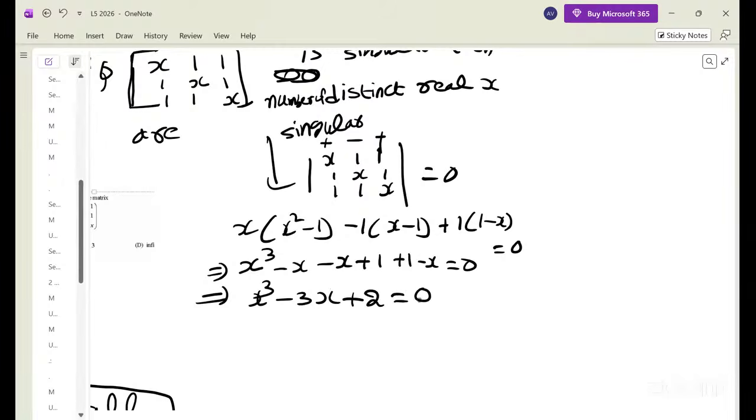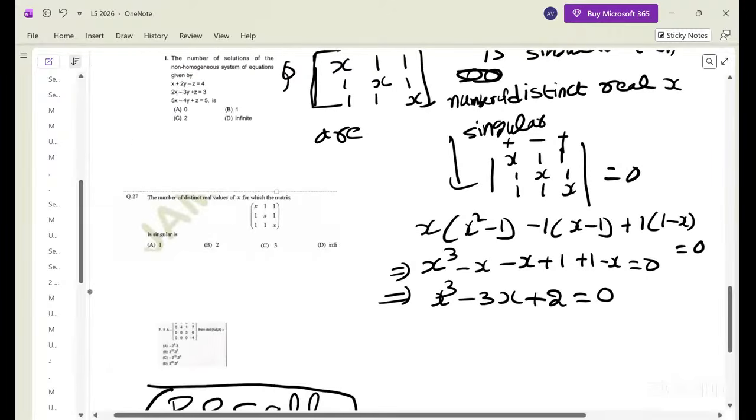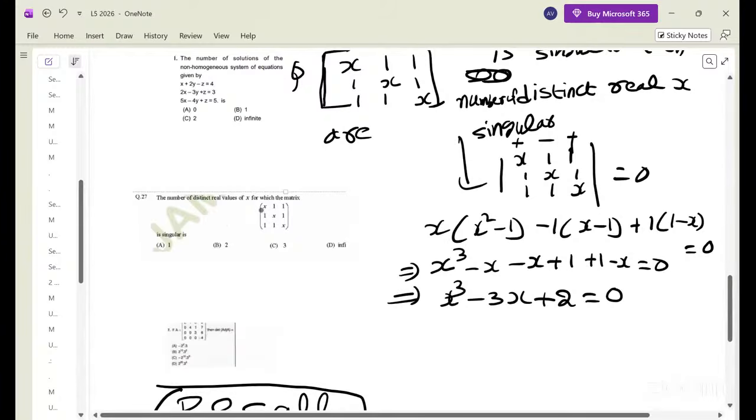So now how many real values are there? How many distinct real values? This is a cubic equation. We will get 3 roots. So we have to find what the 3 roots are. Actually, it is a cubic equation, therefore how many roots will it have? 3 roots. So what will students do? What are the options that are given? Number of distinct real values of x.